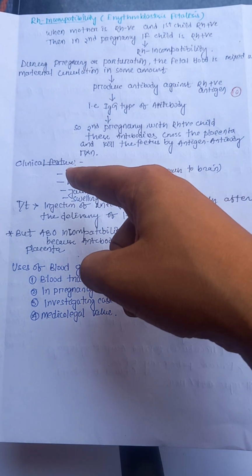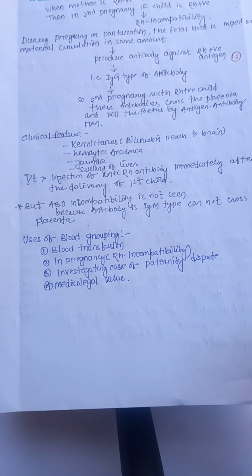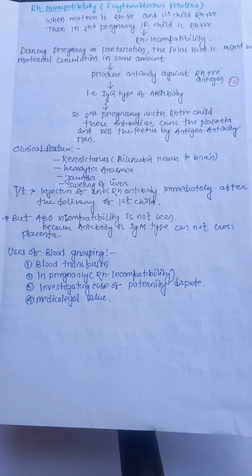So what are the clinical features? Cardiac arrest, bilirubin reaching the brain, hemolytic anemia will be present, and there will be jaundice and swelling of the liver, like this.